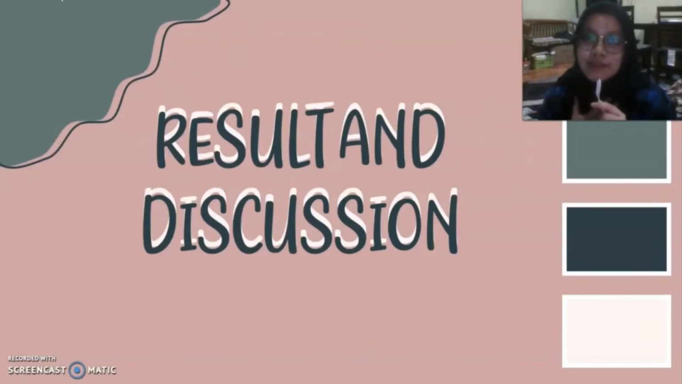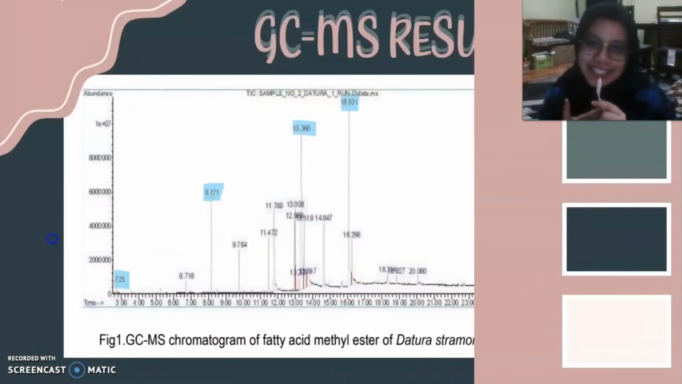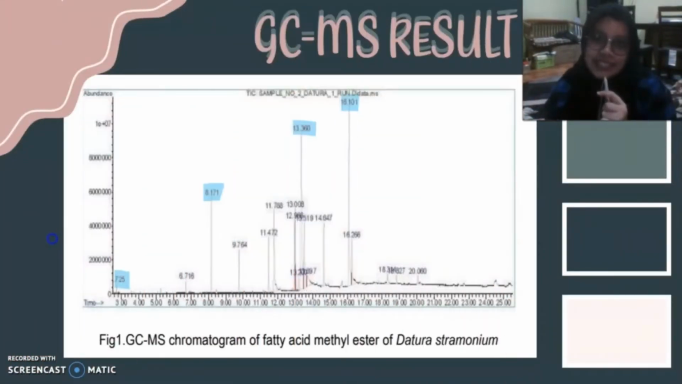Today I will present about result and discussion. Chromatogram shows the fatty acid methyl ester of the Datura stramonium. Out of all the peaks found in the Datura stramonium, we only highlight 4. 2 of them are oleic acid and allylic acid, which are the major components found in Datura stramonium.